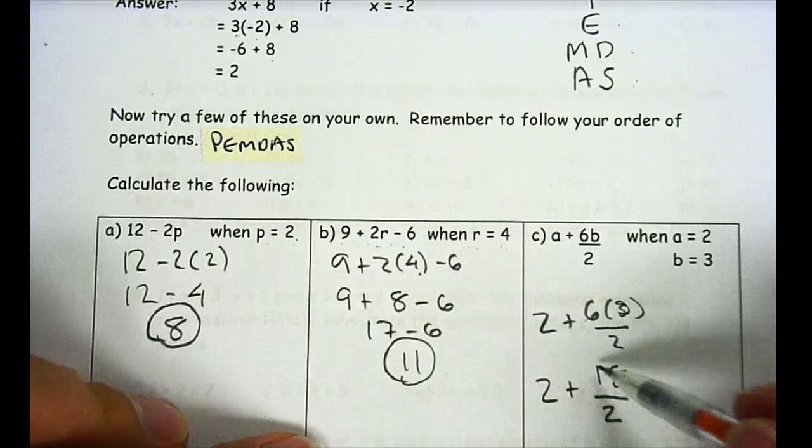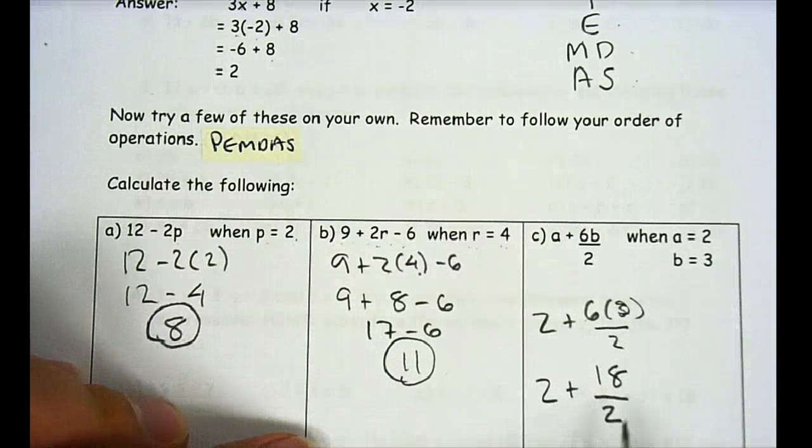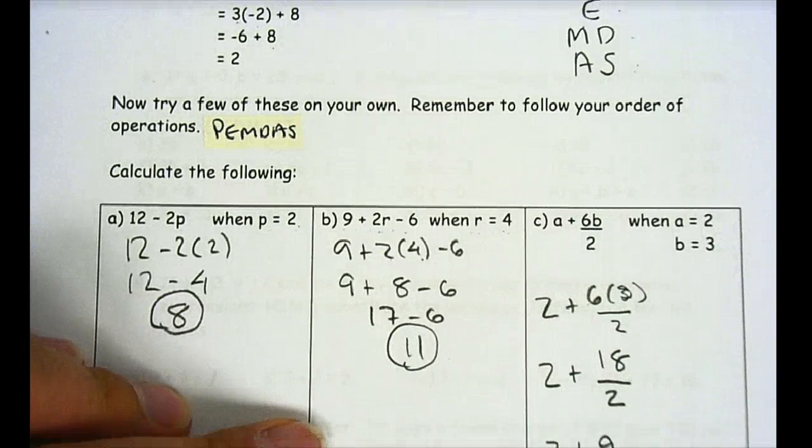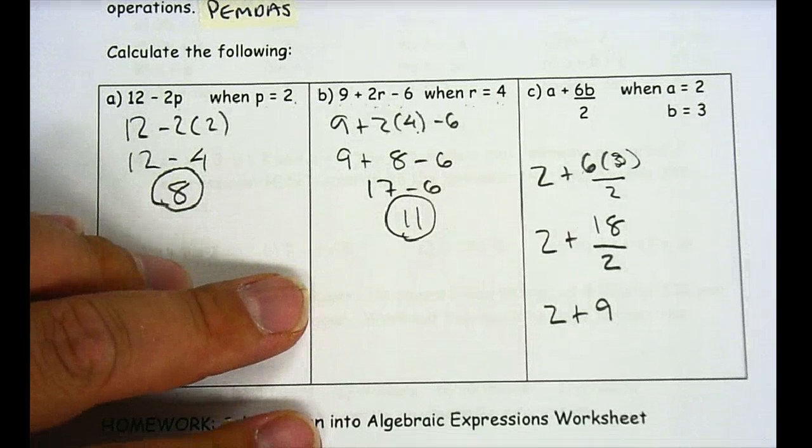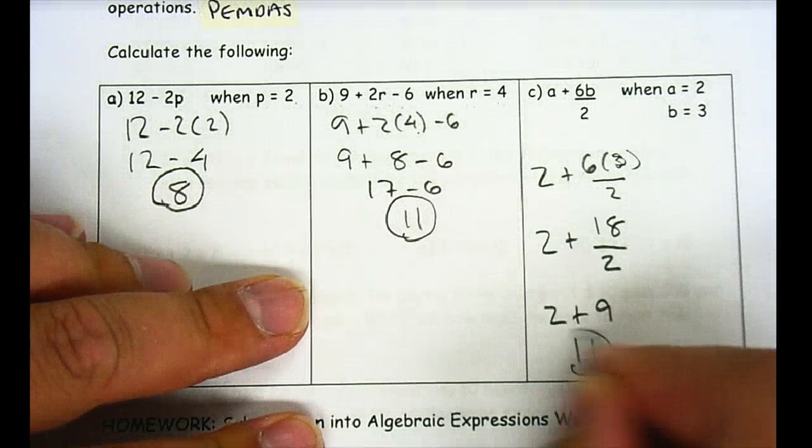And then I have to figure out this. I have to get rid of that division bar. 18 divided by 2 is 9. So it's 2 plus 9. Can't see it there. There you go. So it's 2 plus 9. And then 2 plus 9 is also 11.